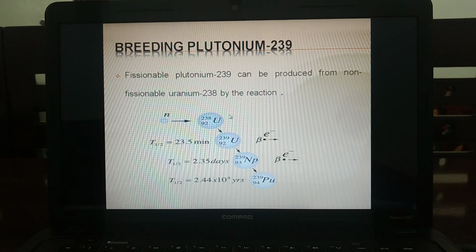Breeding the plutonium. The bombardment of uranium-238 with neutrons triggers two successive beta decays with the production of plutonium. The amount of plutonium produced depends on the breeder ratio.